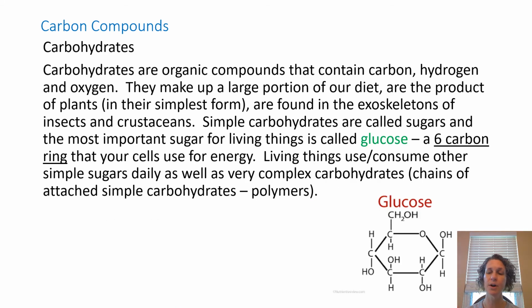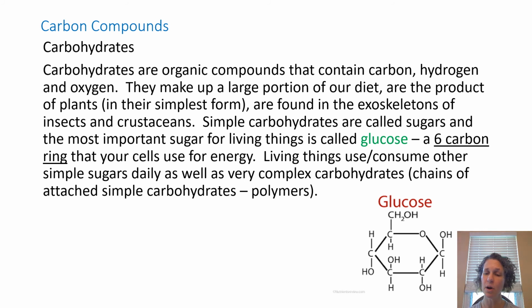Okay, so now there are 4 carbon compounds. The first one is carbs, everyone's favorite as far as diet goes, and they contain carbon, hydrogen, and oxygen. This is what plants make in their simple form, and this is what we eat. This is what we're after when we eat plants. They're also found in the shells of insects and crustaceans. So they're big for different reasons in different organisms.